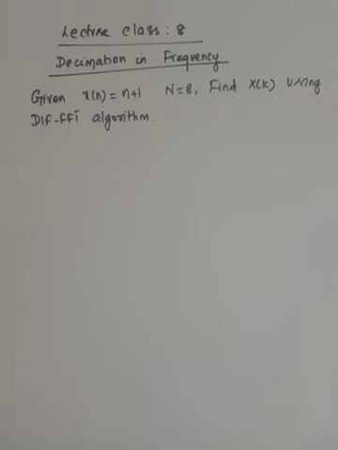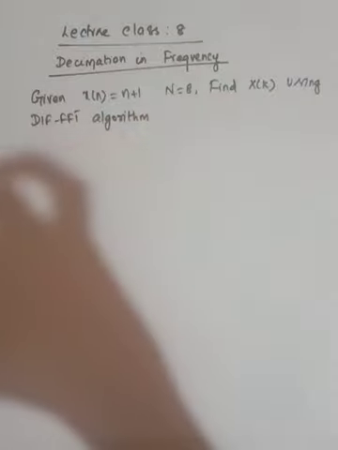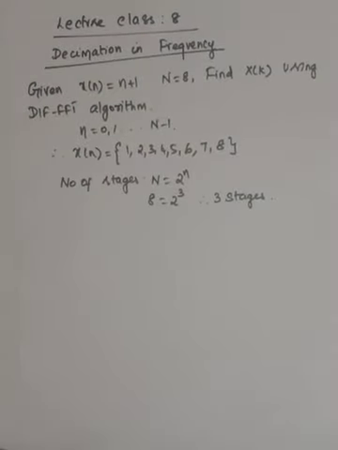Similarly, as in DIT FFT, the first step is to find the sequence. Here they have given the sequence as a mathematical relation. So the first step is to convert the mathematical relation into a sequence by substituting n equal to 0 up to N minus 1. By substituting the n values, we get x of n equal to 1, 2, 3, 4, 5, 6, 7, 8, and the number of stages is given by N equal to 2 power n. So 8 equals 2 power 3, therefore 3 stages of decimation.